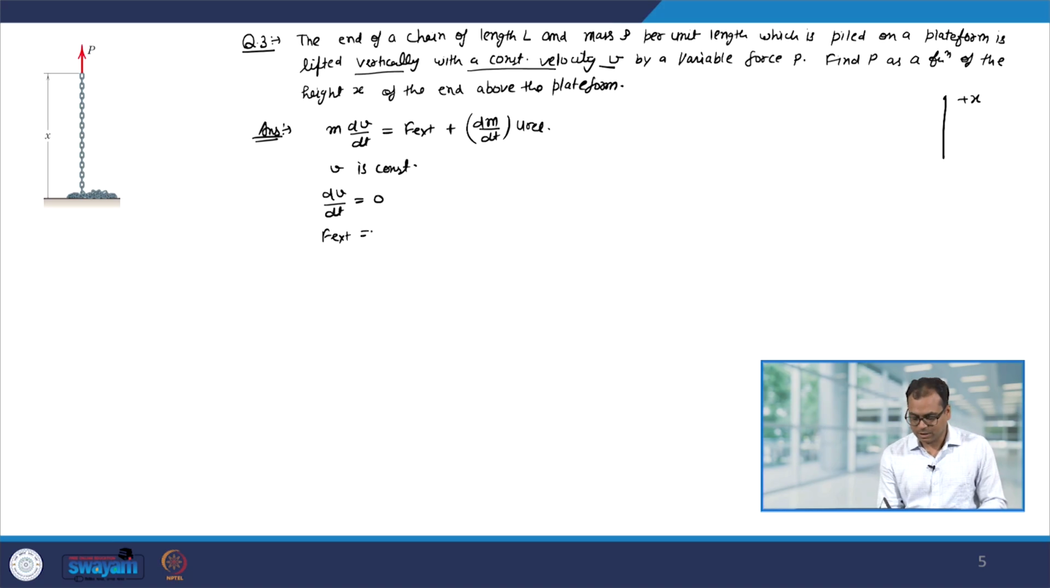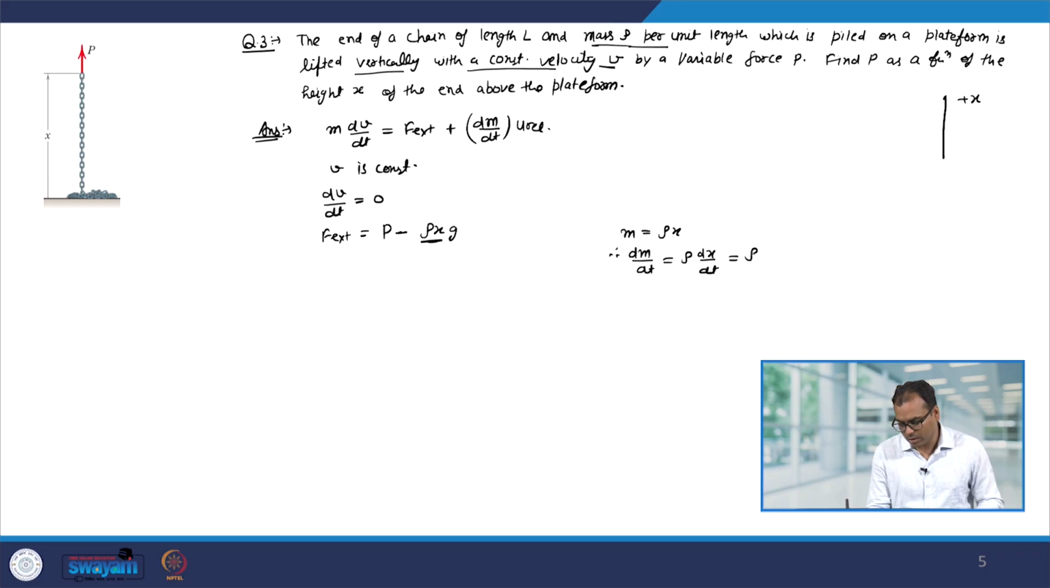So, F external is P, it will be plus P because it is acting in plus x direction, minus the weight of this chain, which is mass times g. So, mass is rho x into g, because rho is the mass per unit length, multiplied by the length, which gives you the total mass. And since m is rho x, dm by dt will be rho dx by dt, or it will be rho v, where v is the velocity with which we are lifting it.